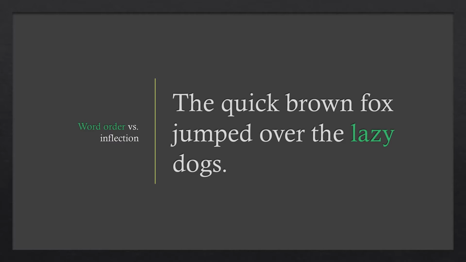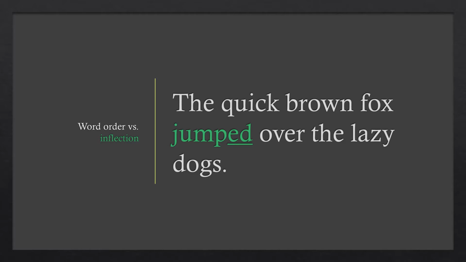One such rule in English is that adjectives immediately precede the nouns they modify. Lazy comes before dogs, so it is the dogs that are lazy, not the fox. Moreover, if you were to rearrange the words of this sentence, its meaning would change entirely. It may even become unintelligible.